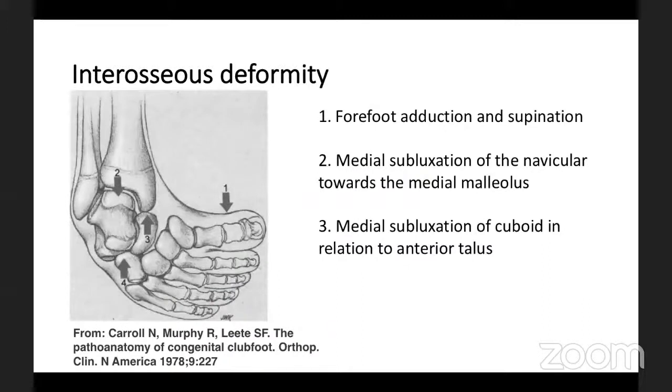And then coming to the midfoot, the calcaneocuboid joint is displaced medially. The navicular is displaced medially from the head of the talus, and the talar head is exposed. The metatarsals are fixed in equinovarus.